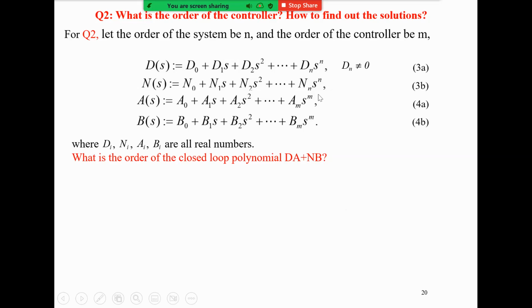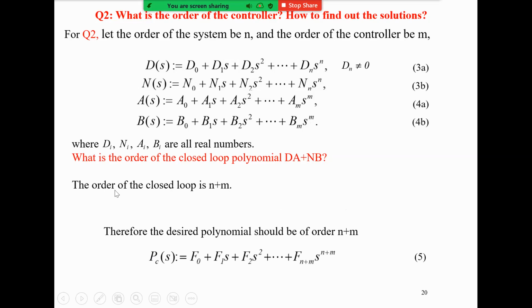Has to be n plus m, right? The order of the closed loop is m plus n. Because the order of the closed loop is m plus n, the desired polynomial, of course, has to be of order n plus m. Otherwise, they cannot match, right? It cannot be bigger than m plus n.